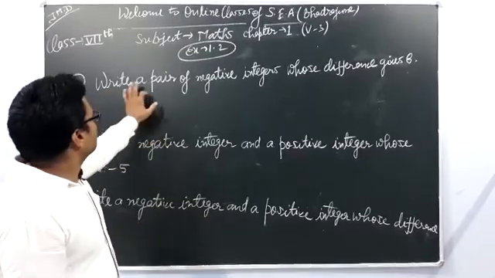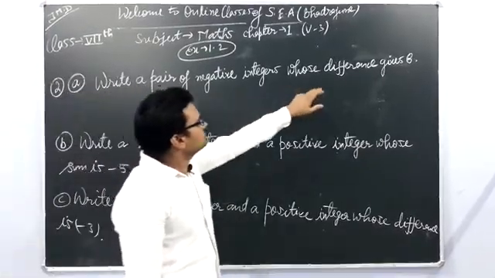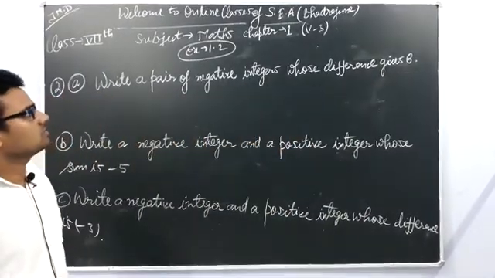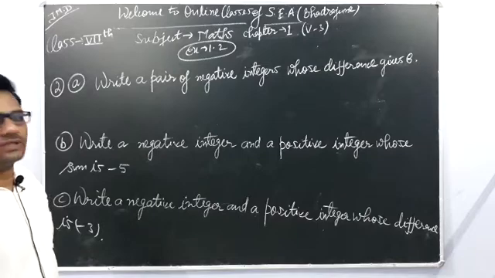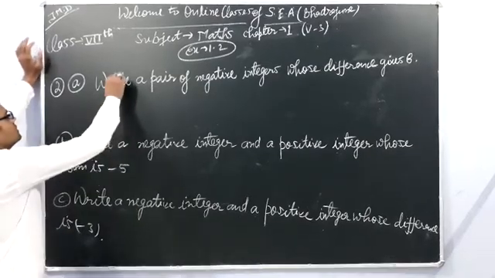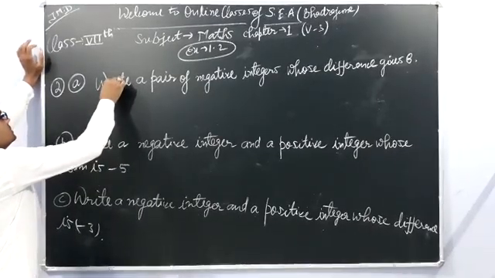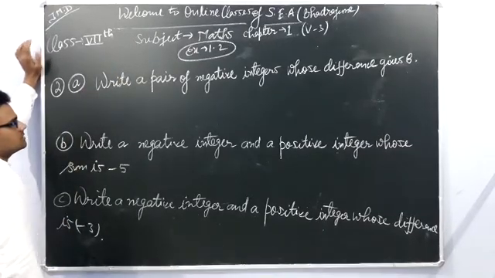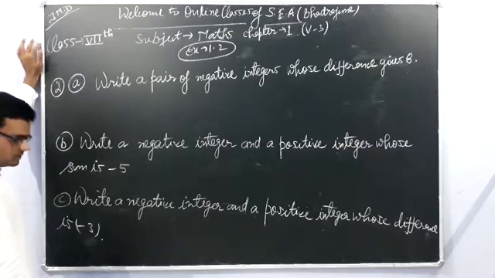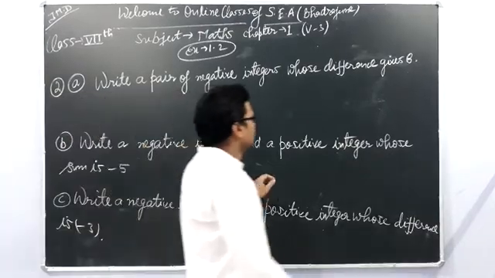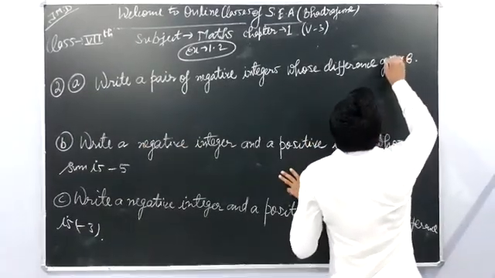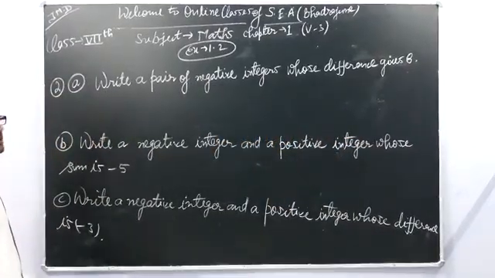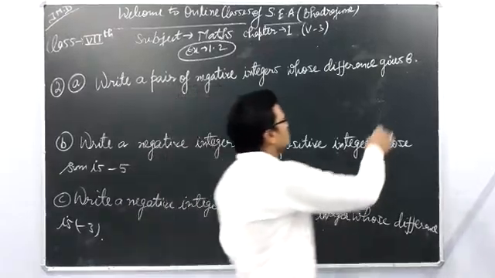So this is: write a pair of negative integers whose difference gives 8. We have to write negative integers whose difference will give us 8.